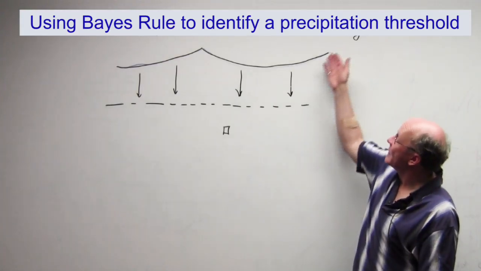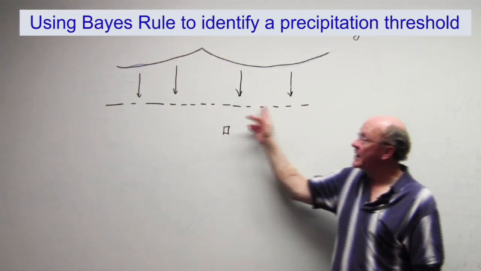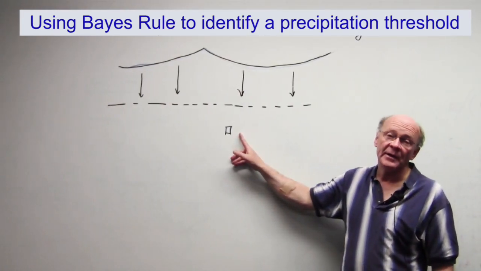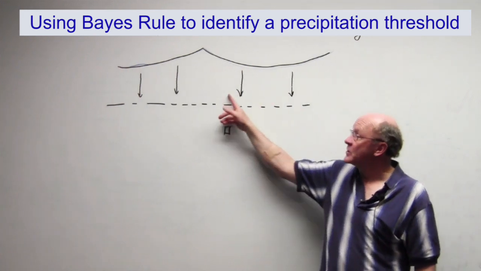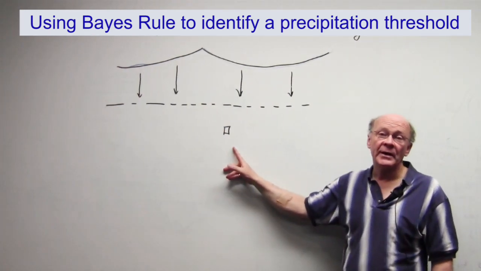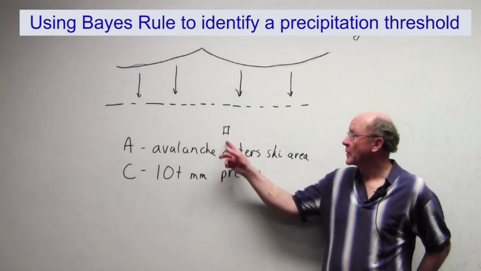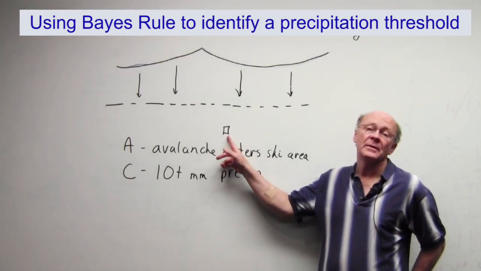Consider a ski area. There's the ridge, here's some start zones above the ski area, here's the ski area boundary, and here's a study plot within the ski area. The forecaster wants to close parts of the ski area when avalanches are likely to enter the ski area from above. The forecaster has overnight records from the precipitation gauge in the study plot dating back many years.